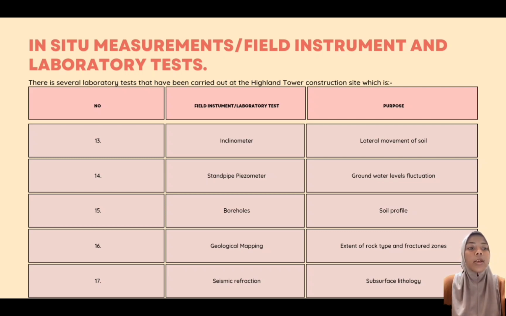Number 15, field instrument or laboratory test is boreholes. The purpose is soil profile. And then 16, the field instrument or laboratory test is geological mapping. The purpose is extent of rock type and fracture zones. Number 17, the field instrument or laboratory test is seismic refraction. The purpose is subsurface lithology.